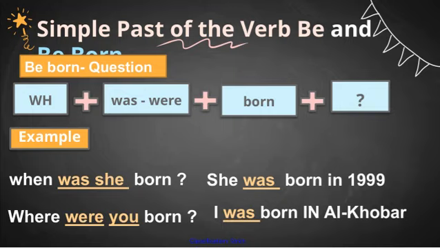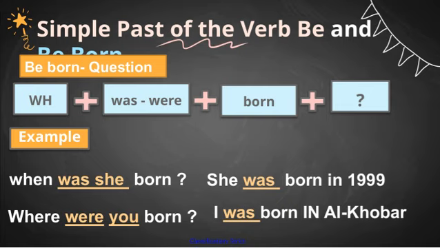On this slide, I want to highlight the concept of being born. For example, I was born in Al-Khobar, which shows where I came into the world. She was born in 1999, so we're looking at different ways to talk about past events related to birth. Now, when we ask questions like, where were you born? Or, when was she born? We use the verb to be in the past tense. It's important to remember that was and were are the simple past forms of be.